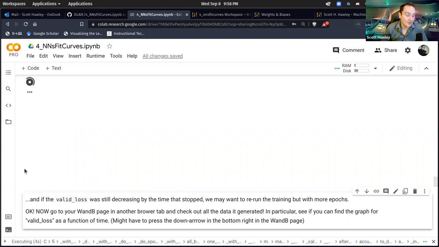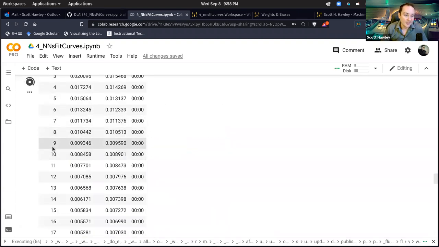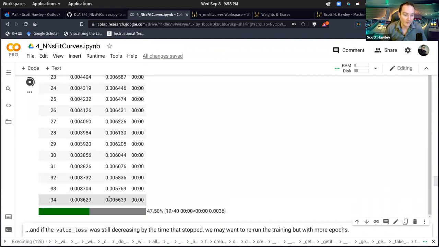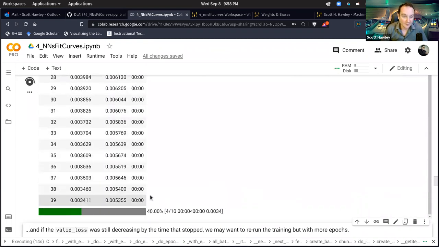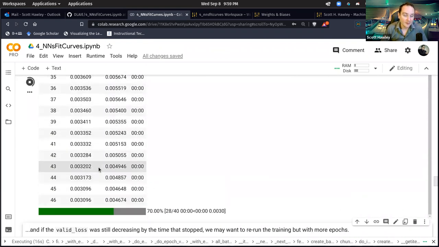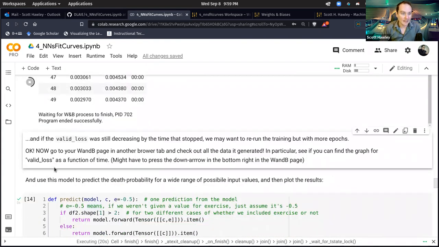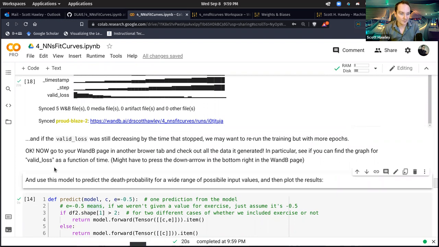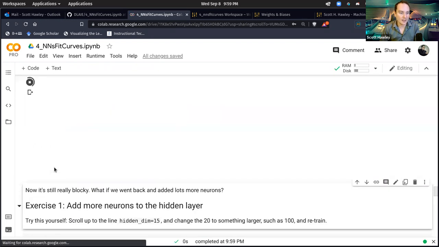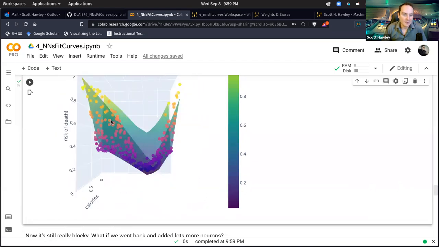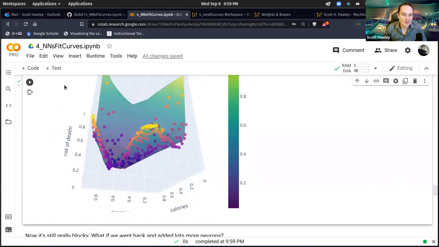And one of the things we're going to see, and actually in this I didn't save it, but these numbers are smaller than the previous round. We got an extra zero on there. So we're getting a better fit as we go on. When that's all done, it's going to save to WandB, and we can look at our fit again. And now check this out. See how much better it fits because we have more neurons.